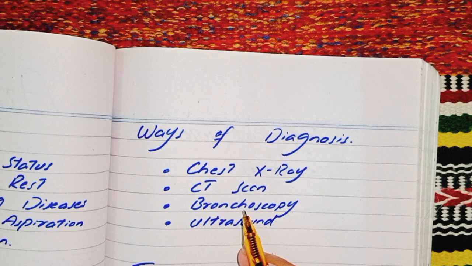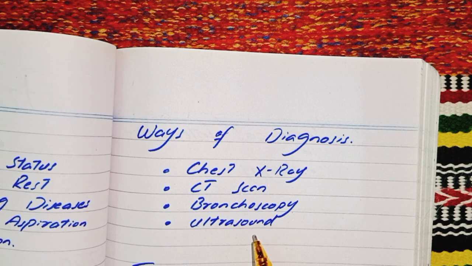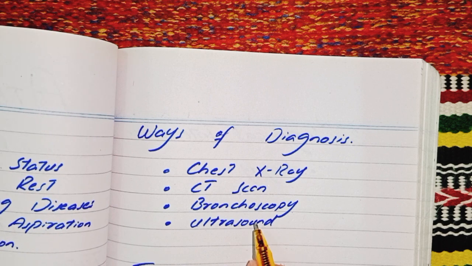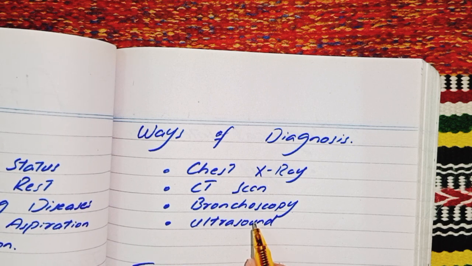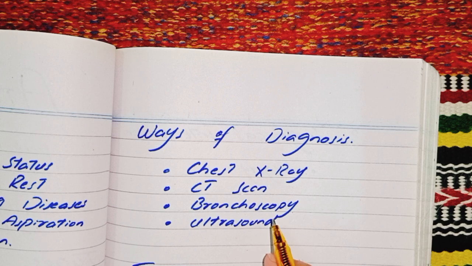Our third way of diagnosis is bronchoscopy. Bronchoscopy is used to visualize the inside of the airways and remove any obstruction. Our last way of diagnosis is ultrasound, especially useful in detecting pleural effusions that might be compressing the lungs.